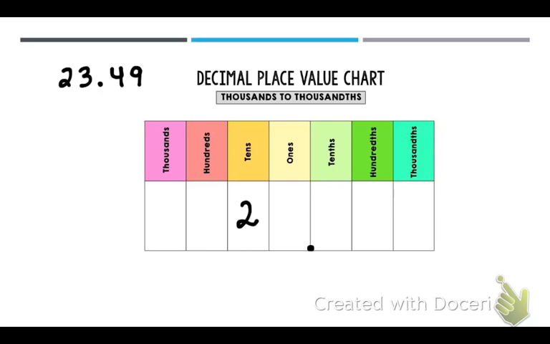What about the 23? Where's the 3 at? The ones place. The tenths, what number's in the tenths? 4. And what number's in the hundreds? 9. So just be reminded, the number that comes right after the decimal point is the what place? The tenths place. The number that comes 2 times after the decimal point is the hundreds place.